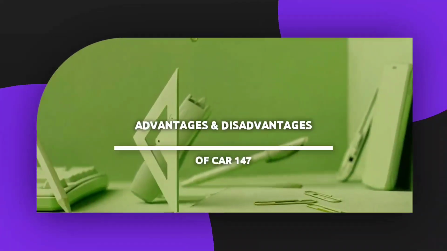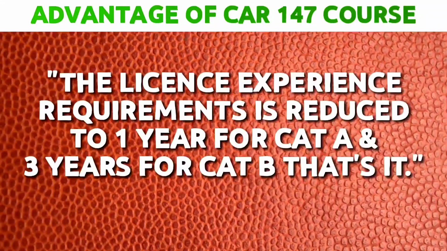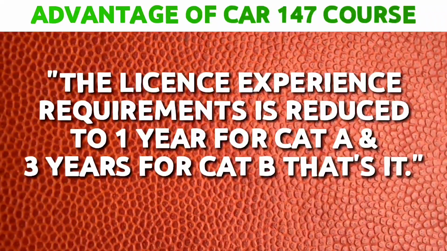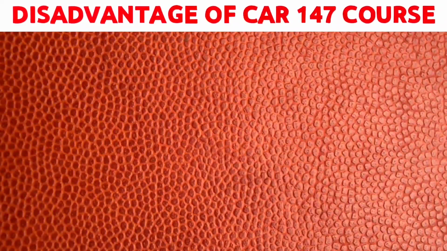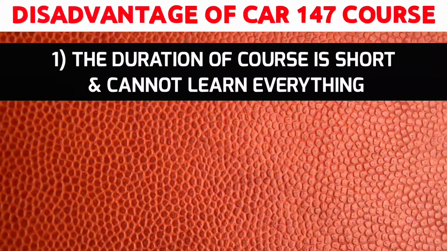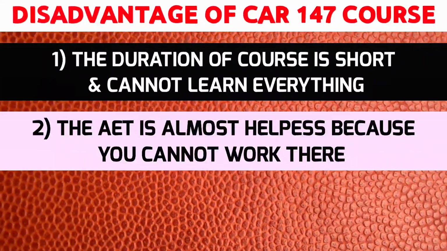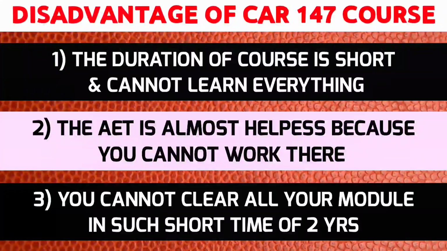Now let us see few advantages and lots of disadvantages of CR 147. The only advantage of CR 147 course is the license experience requirement is reduced to 1 year for category A and 3 years for category B. That's it. Rest all are the disadvantages. Number 1. The course is too short and you cannot learn everything in such short time. The AET is just helpless because you cannot actually work there. Instead, stand there and observe the tasks done by others. You cannot clear module in such a short time of 2 years.